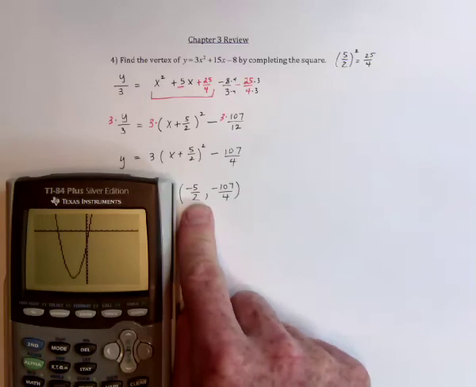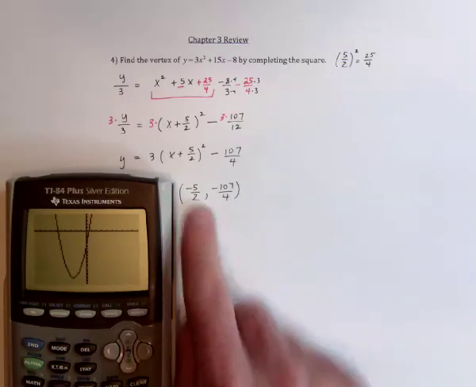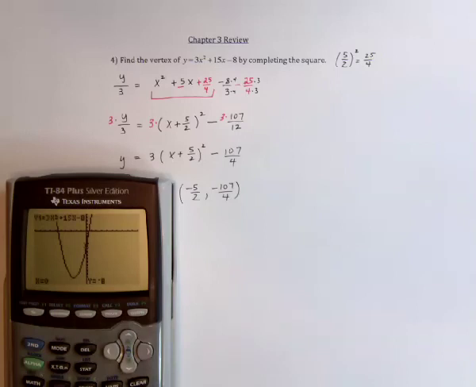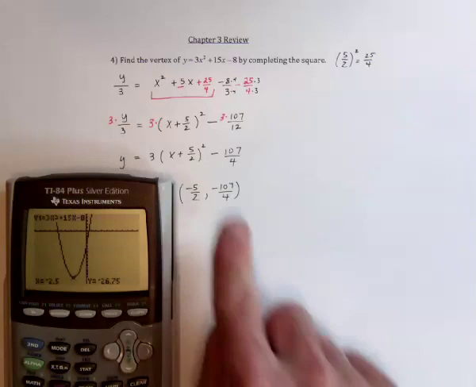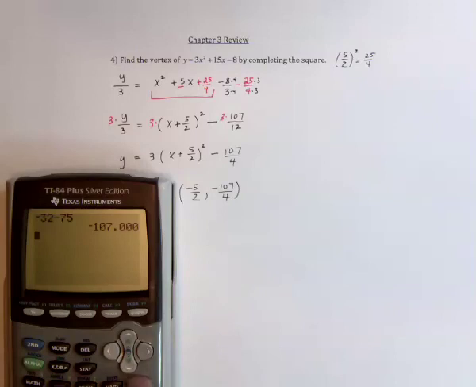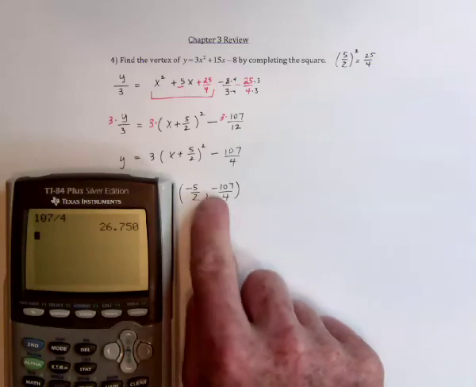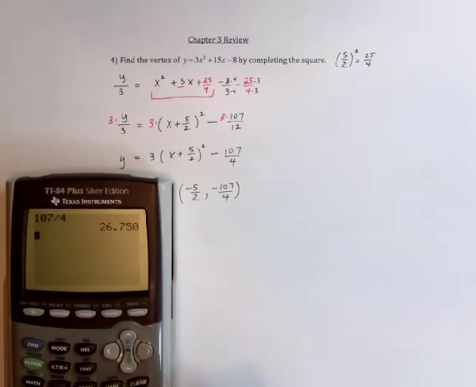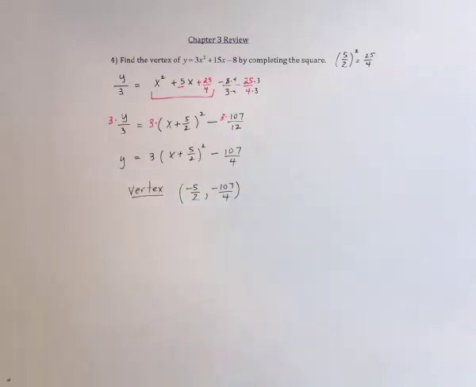And then I want to verify that it's negative 5 divided by 2. So trace negative 5 divided by 2. That's correct. And supposedly this is 26.75. Let's see. 107 divided by 4, 26.75, and we've got the negative, and so that's the vertex.